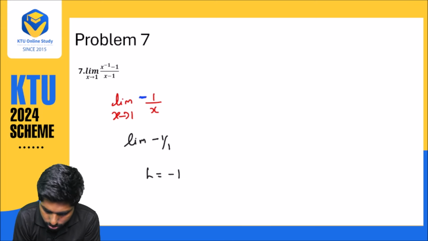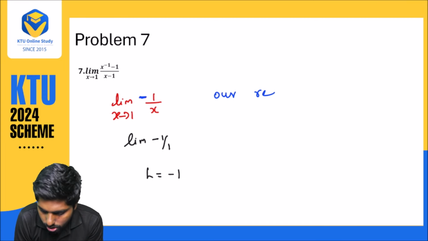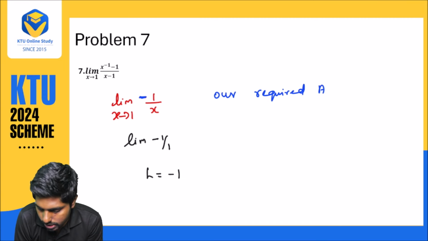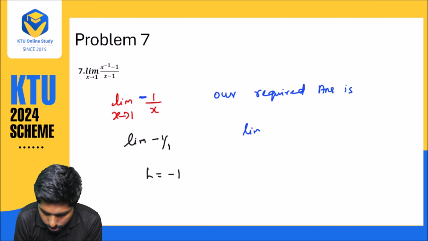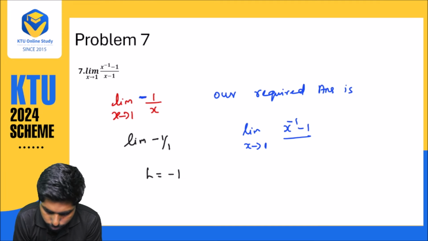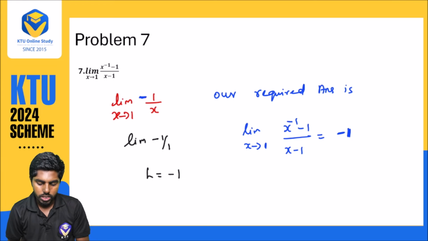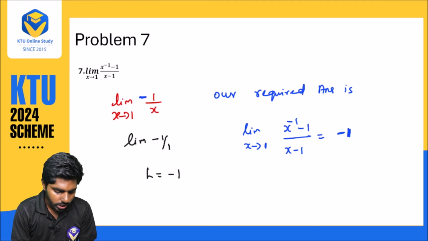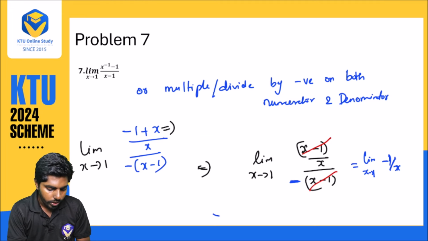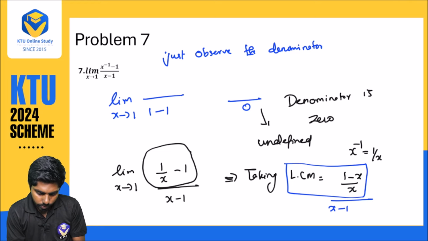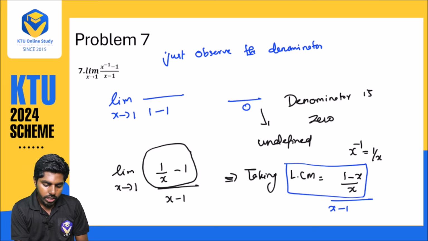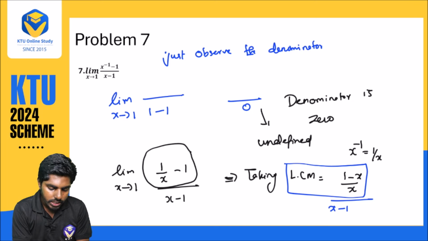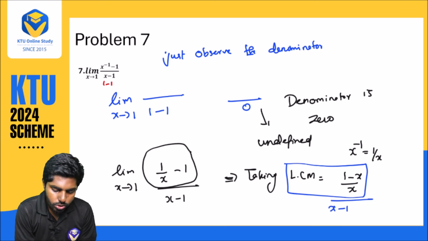So our required answer is the limit as x approaches 1 of the expression, and that is nothing but minus 1. This is the way you identify the value. This is our required answer. So what have we identified? Just understand the procedure. When we put x equal to 1, 1 minus 1 is equal to 0.